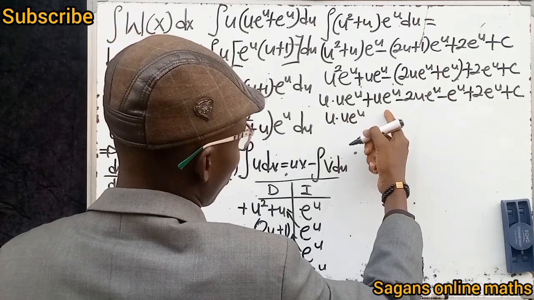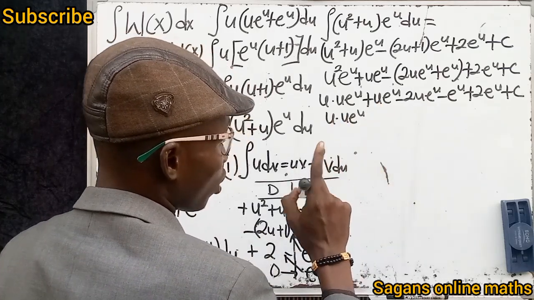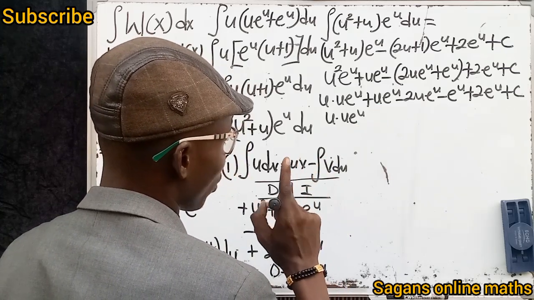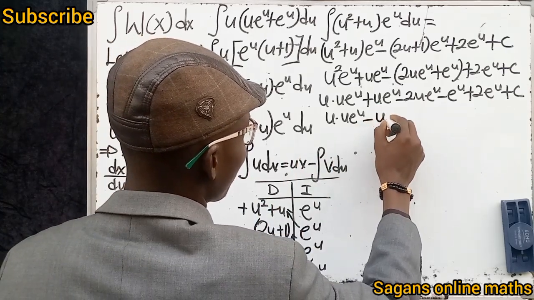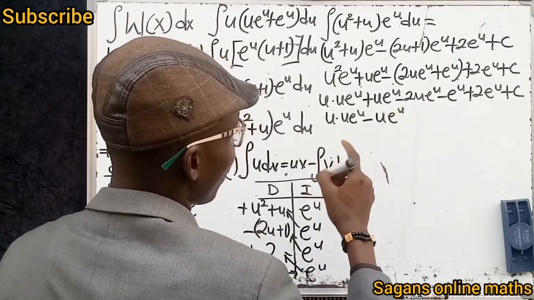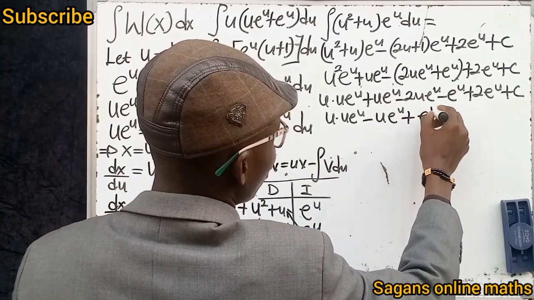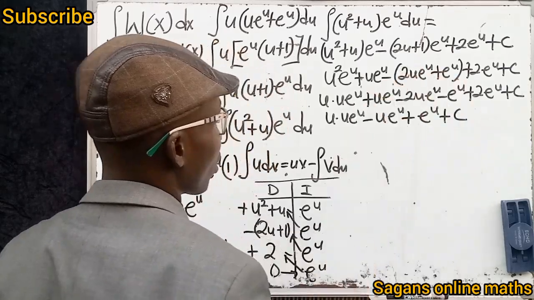They are like terms. So 1 minus 2 is minus 1. This is like when you're doing 1 minus 2 is minus 1, right? So you're going to have a minus U multiplied by e raised to the power of U. Okay. Then this and this are like terms. So this is plus e raised to the power of U plus C. Wow.